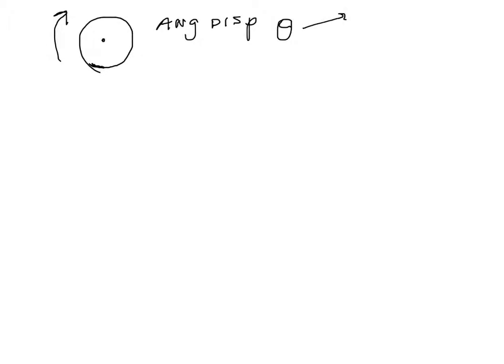spins, in rotations, degrees, or radians. And the conversion, of course, is 1 rotation equals 360 degrees equals 2 pi radians.